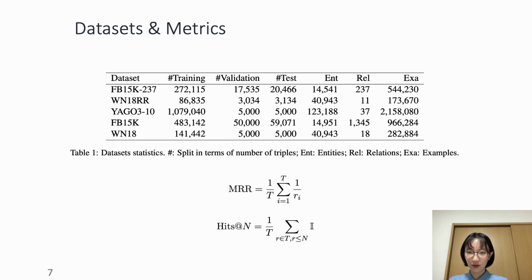FB15K-237 and WN18RR are subsets of FB15K and WN18, respectively, where inverse relations are removed to prevent test leakage. We adopted all of the 5 datasets for comprehensive comparison of models and followed the standard evaluation protocol for KGE models using MRR and Hits@N metrics.